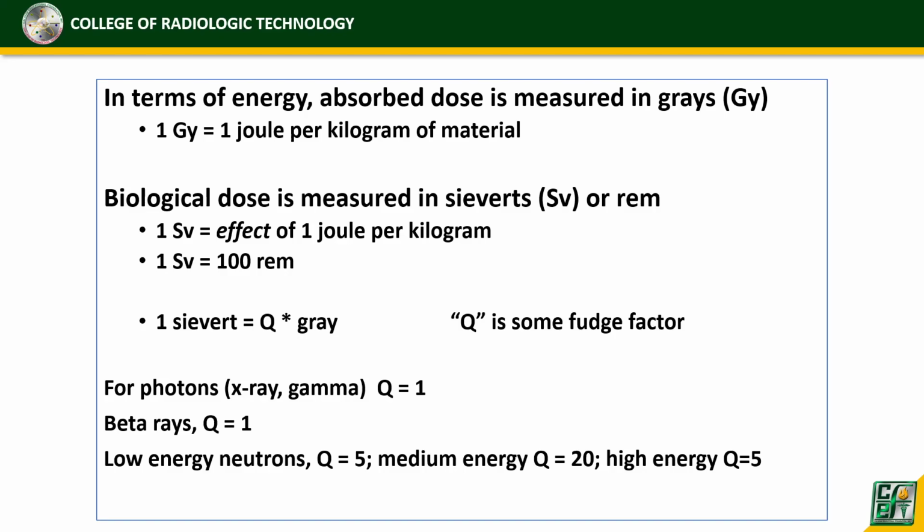Okay, for photons, X-ray, and gamma, ang equivalent ng Q or the fudge factor is 1. For beta emission, beta particle, 1 also. For low energy neutrons, 5. Medium energy neutrons, 20. High energy neutrons, 50. 50 yan, it's not 5. Okay? Then alpha, it's 20. Alpha particle. Okay?